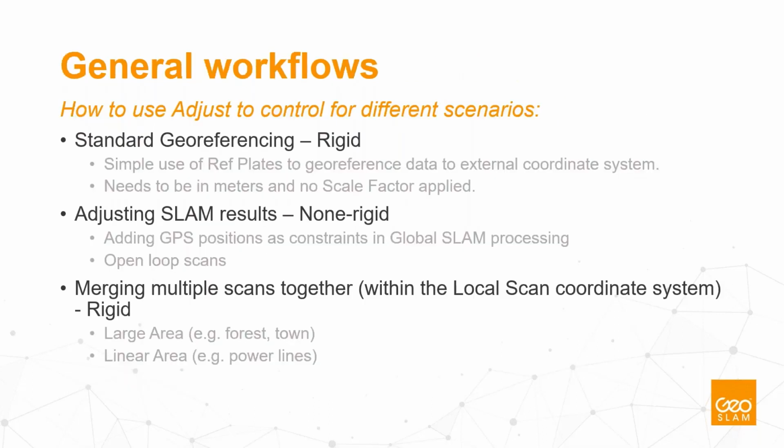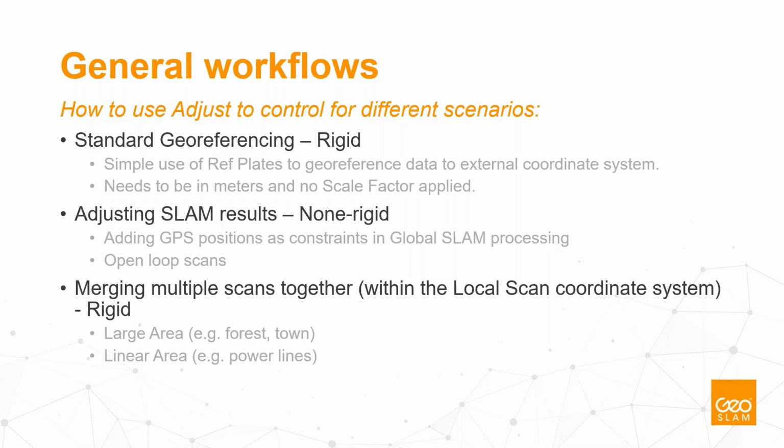So here, just to give you an idea what general workflows we would see that can be used with adjust to control, but that is really open to what and how you want to use that. So standard georeferencing, of course, you can use rigid, especially if you close the loops and keep all of the best practices for SLAM in place. You just can perform rigid transformation and have a georeferenced point cloud as a result of it.